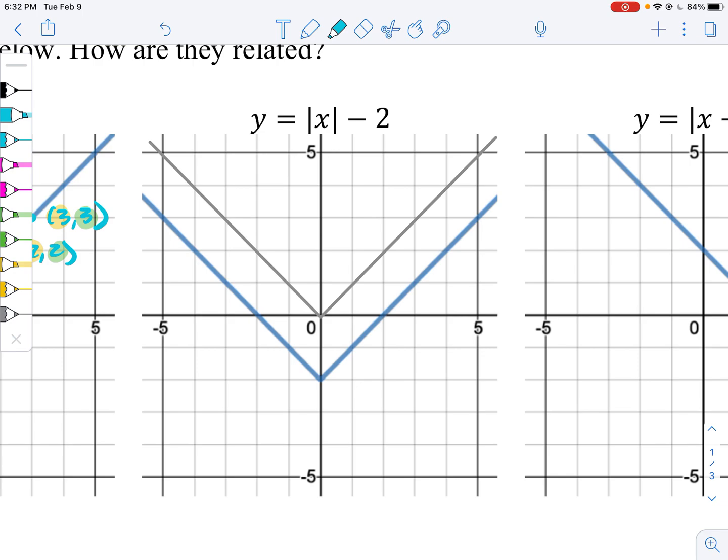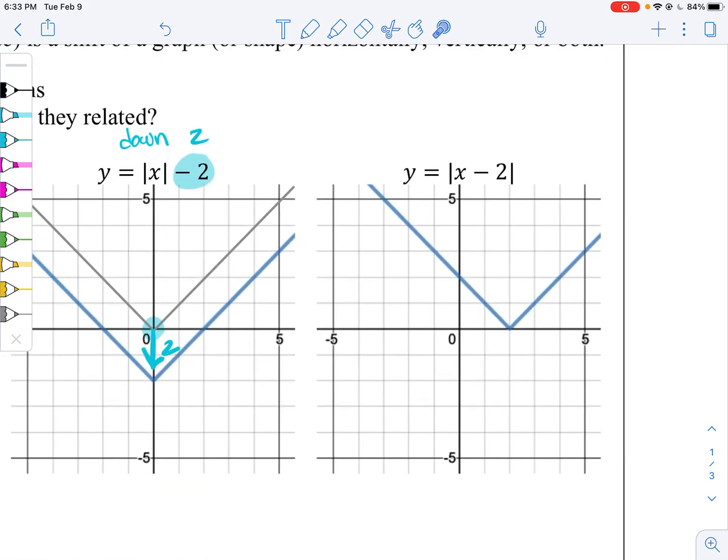So look at this point. What is the point doing? Where's the vertex of your V going? Well, here we take the vertex of our V and it shifted down 2. And that's what this guy represents. That's down 2. So we have a shift of down 2.